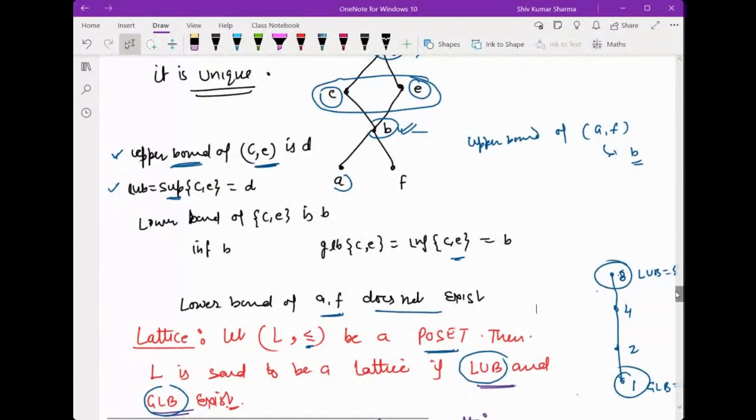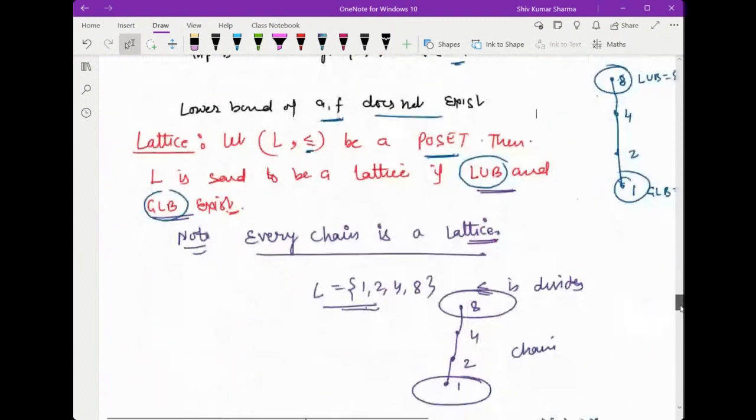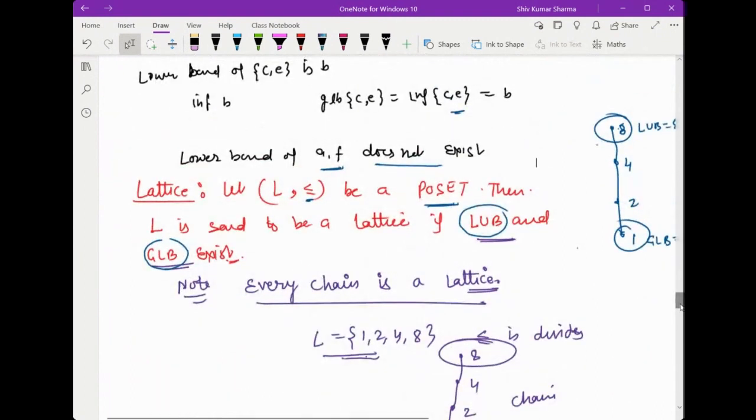So on the basis of these 2 definitions, least upper bound and greatest lower bound, we define lattice. Lattice, so that means every non-empty set under some definition, that means taking relation less than equal to, L be any non-empty set, less than equal to be any relation, be a POSET. POSET means satisfy reflexive, antisymmetric, and transitive. Then L is said to be a lattice if it has a least upper bound and greatest lower bound.